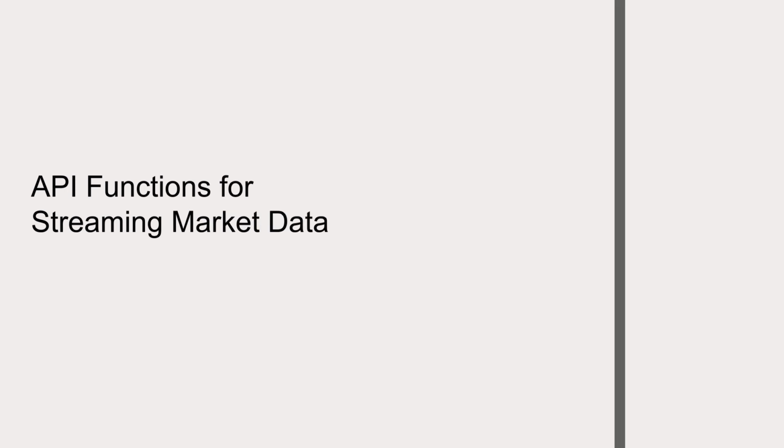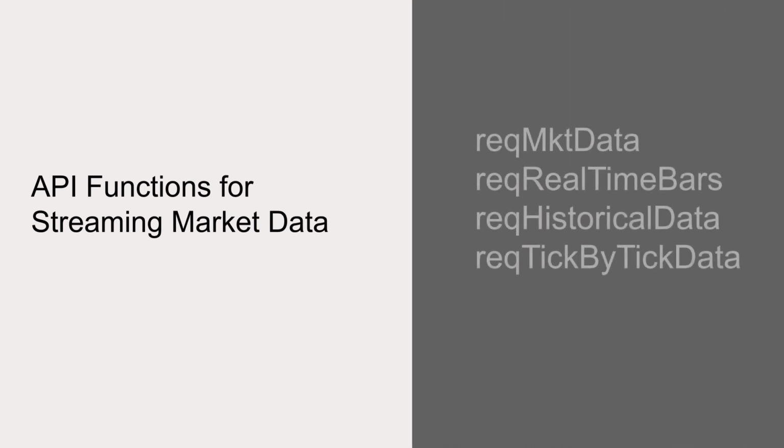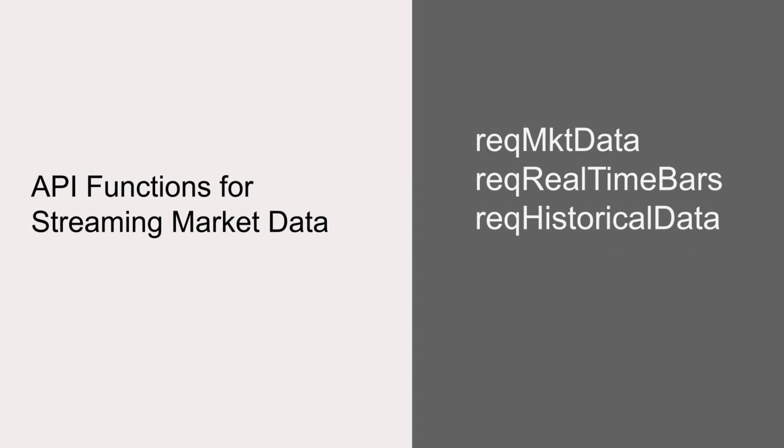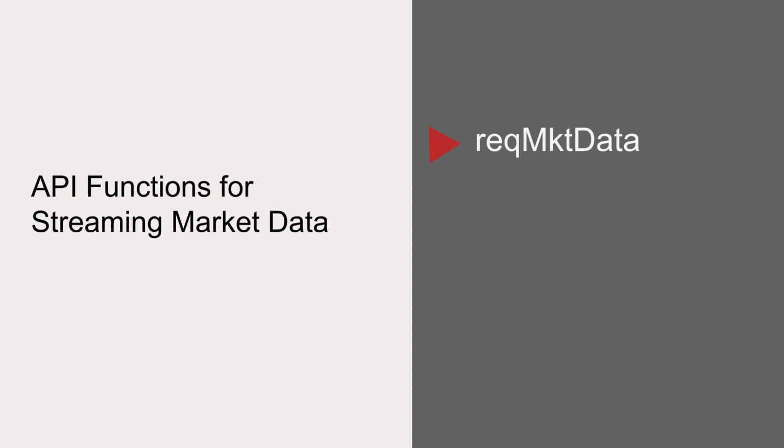To start off, there are several API functions which provide streaming market data. The first, which we'll go into more detail today, is just reqMktData. This function provides streaming updates several times per second for a particular ticker of any values which have changed.